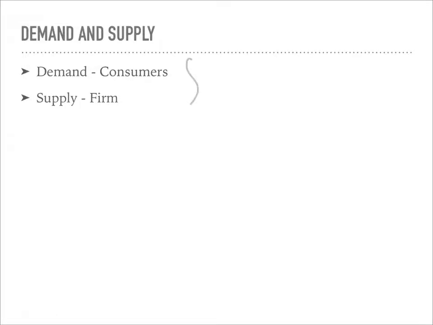You should know this: when we speak about demand, it has to do with consumers. Demand is a consumer concept, and when we speak about supply, it is a firm concept. This should be very clear, because this is the base where the whole of economics will change. Demand is related to consumers and the supply concept is related to firms.